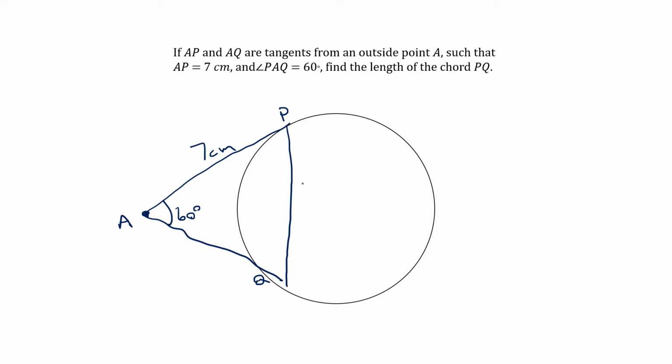Alright, so at first you might be thinking, what? What do you do for this? There are a couple ways you could do it. My first instinct was to split this right here and get a 30, 60, 90 triangle.